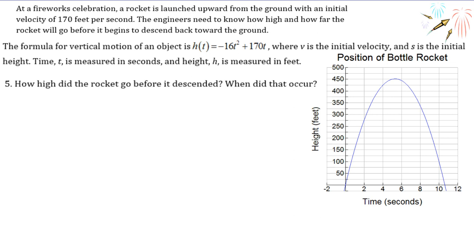Our next question asked, how high did the rocket go before it descended? When did that occur? So if we think about it, the rocket is launched here, it's ascending, right? So this is our increasing interval. It gets to this point here, it turns, and now here's our decreasing interval. So this point is our key feature, it's our vertex. So we need to find the coordinates of this vertex.